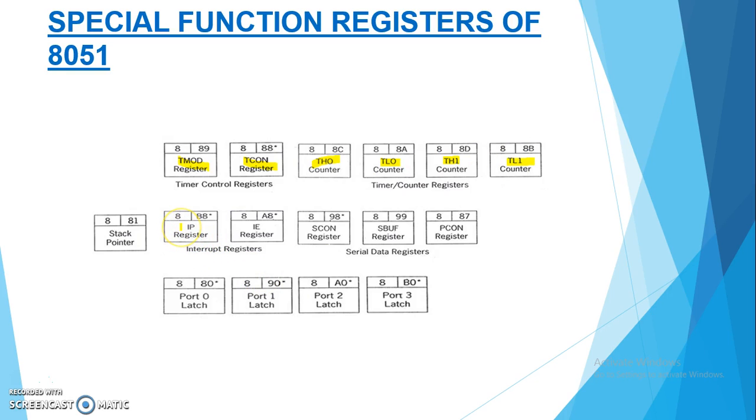Apart from that, for the interrupts, you have the IP register and the IE register. These two registers are used for interrupt programming. For serial data communication, the various SFRs are SCON, the serial buffer register, and the PCON register, that is the power control register. Besides that, as I told you, you have 4 ports, port 0, port 1, port 2 and port 3, which are also used for data handling.